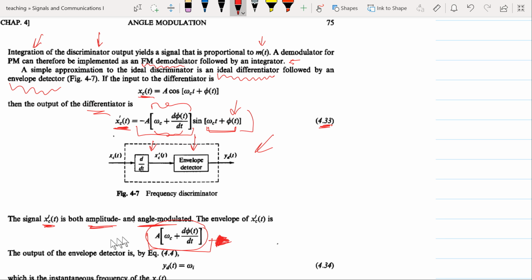Therefore, the output of the envelope detector is simply going to be omega_i, and we defined omega_i as this term. If you remember, we defined omega_i, the instantaneous angular frequency of the modulated wave, as that. So that is the envelope at the detector, which we refer to as the instantaneous frequency of the input signal, which is of course the output of the modulation process.